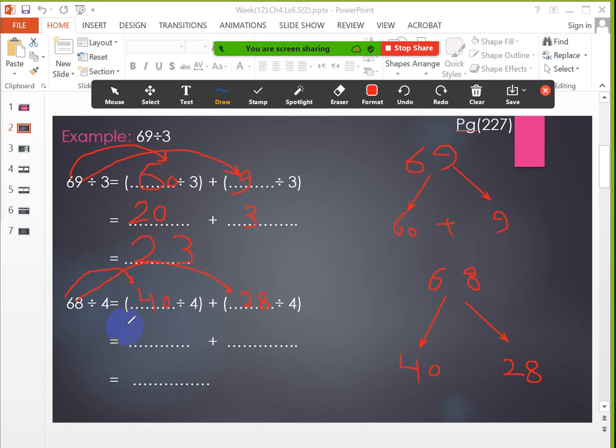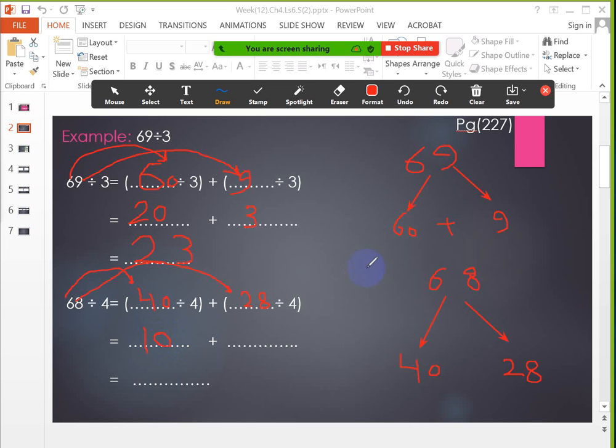Now, 40 divided by 4. How will I divide 40 by 4? I have to divide 4 by 4 and put 0 next to the answer, as we learned. 4 divided by 4 equals what? Very easy. Equals 1, because 1 times 4 equals 4. And I have to put 0 next to the answer, so it will be 10.